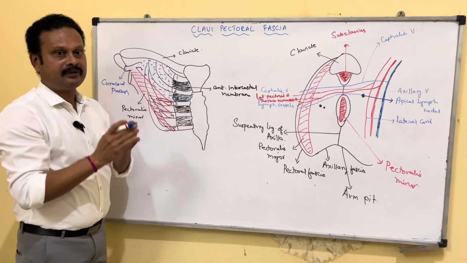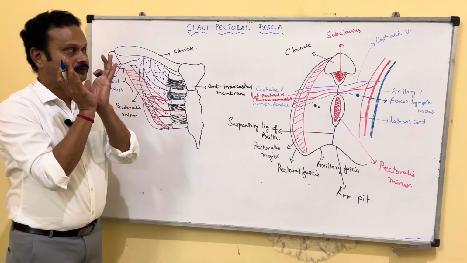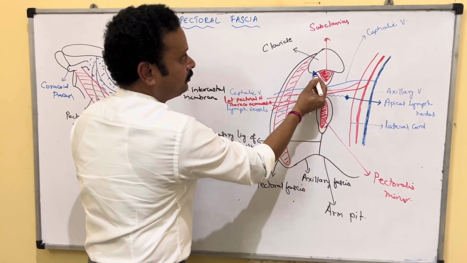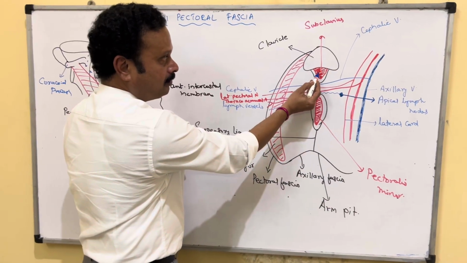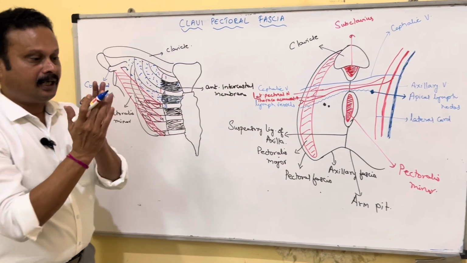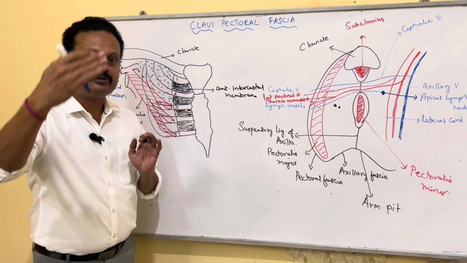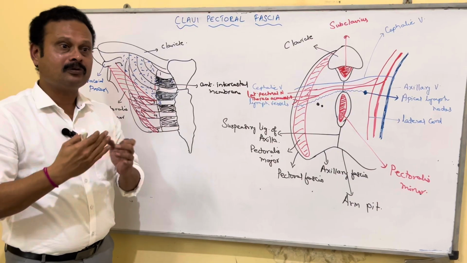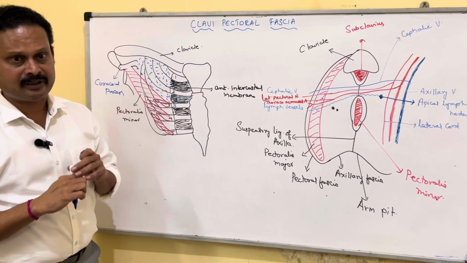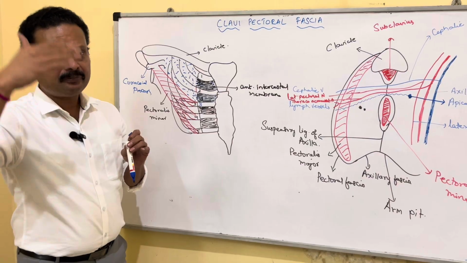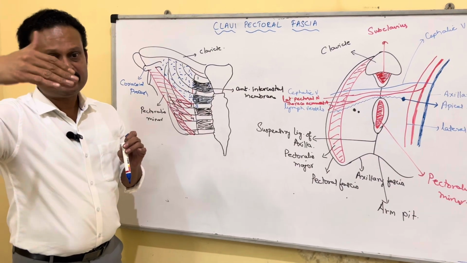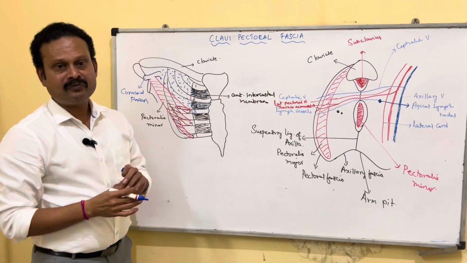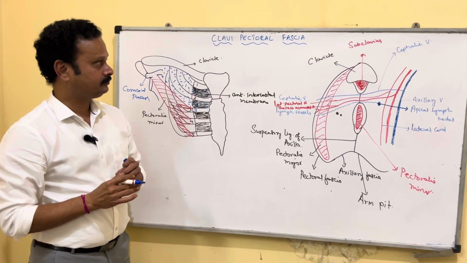Superiorly, below the clavicle, it splits into two. Here, if you see this clavipectoral fascia, superiorly it is splitting into two to enclose a muscle called subclavius, and the two lips are attached respectively to the anterior and posterior lip of the subclavian groove of inferior surface of clavicle. From the posterior lip, an extension which blends with the axillary sheath upwards is seen anchoring the inferior belly of omohyoid muscle.